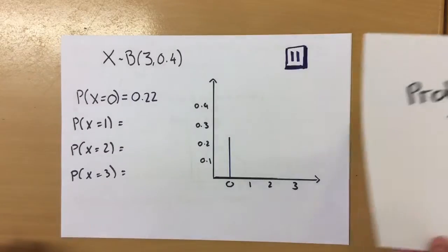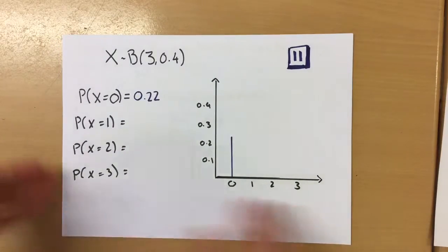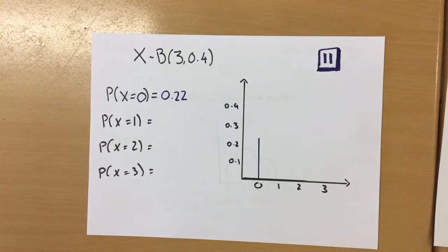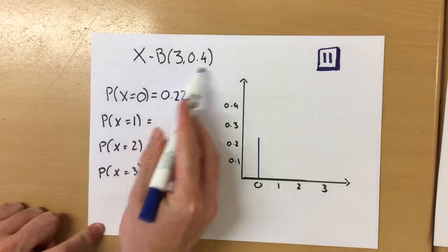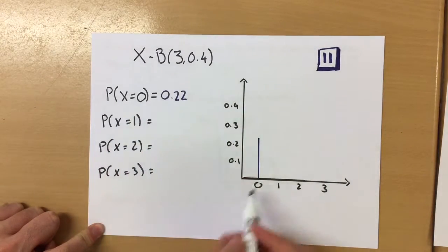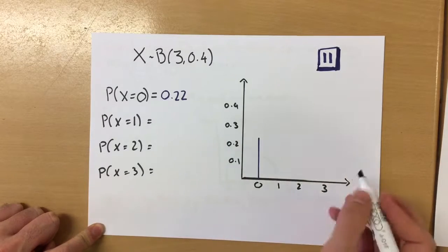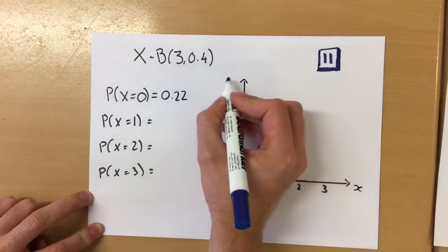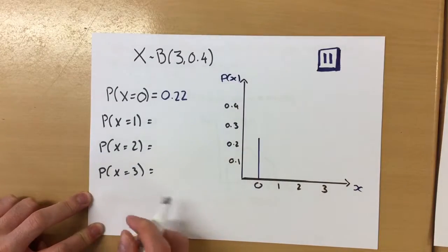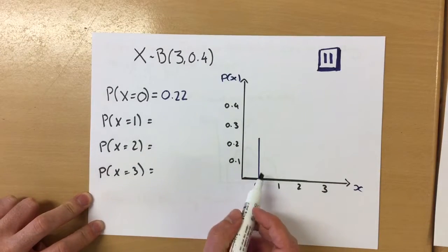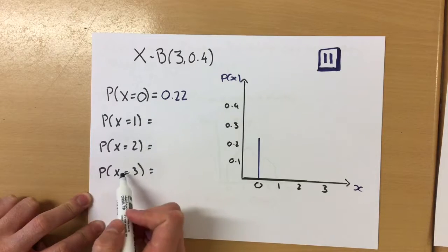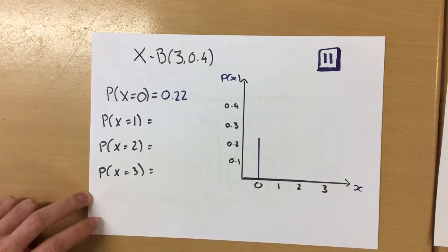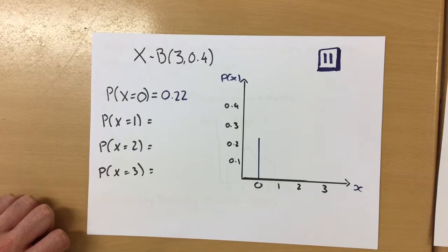Right, let's start right off with making you do some work. So, here is a binomial function, and I have worked out the chance of getting 0 in this function, and that is 0.22. I've plotted it on this graph. So there's x, the probability of getting x. What we need to do is figure out the chance of getting a 1, a 2, and a 3, and plotting it onto this graph. So pause the video and do that now.